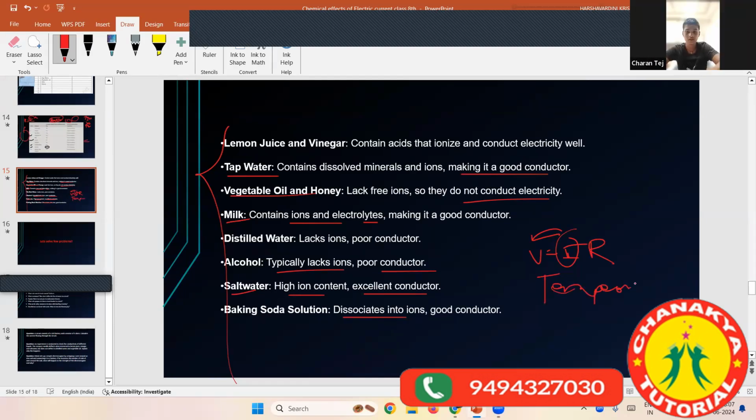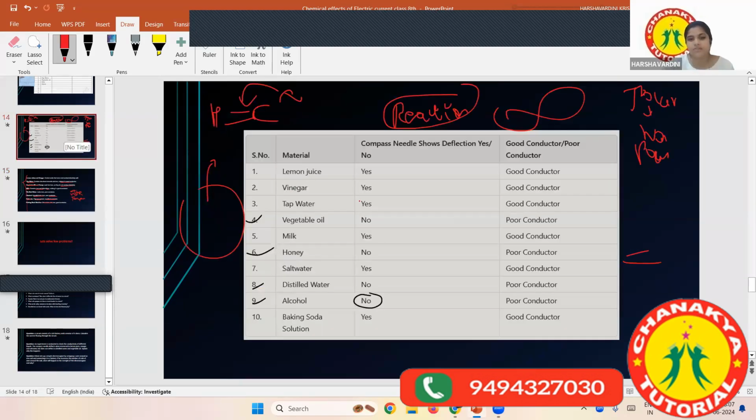Ma'am, I have a doubt. Is there a formula to know whether this is a good conductor or a bad conductor? That is what I was telling you. You have to learn about the chemical bonding structure of lemon juice, of alcohol, of honey, and then you have to interpret which one is good and which one is not. That comes by practice, and by learning more chemistry. You have to have a background in chemistry also.